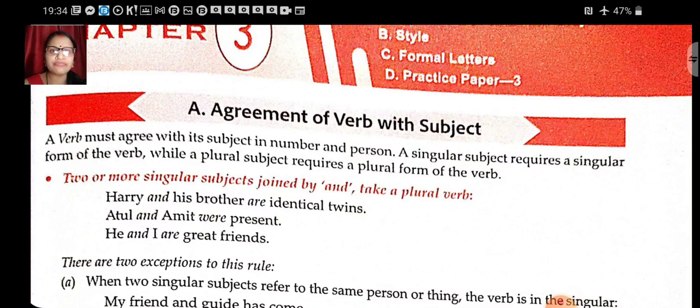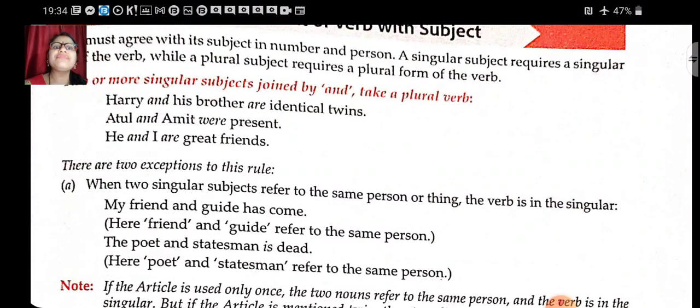What are the exceptions, if we can read them out? When two singular subjects refer to the same person or thing, the verb is in the singular. For example, my friend and guide. Now remember, students, in my friend and guide, after and there is no my. It simply means that they are talking about the same subject, and the same subject can be my friend also and can be my guide also.